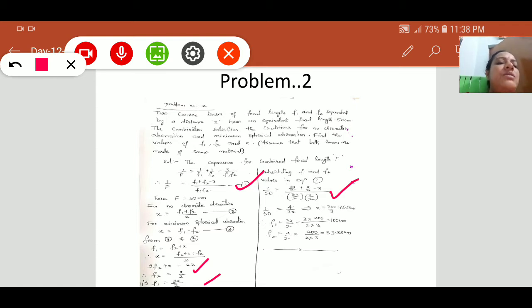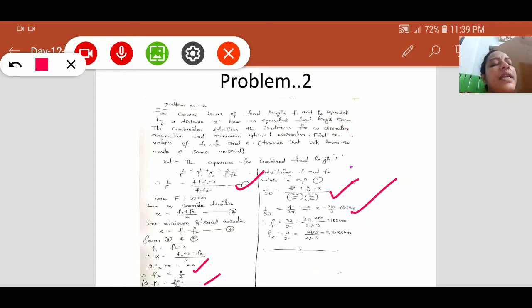1 by 50 is equal to 3x by 2 plus x by 2 minus x by 3x by 2 into x by 2. That is 1 by 50 is equal to 4 by 3x. Solving this, we get x is equal to 200 by 3, that is 66.67 centimeters. That is x centimeters.